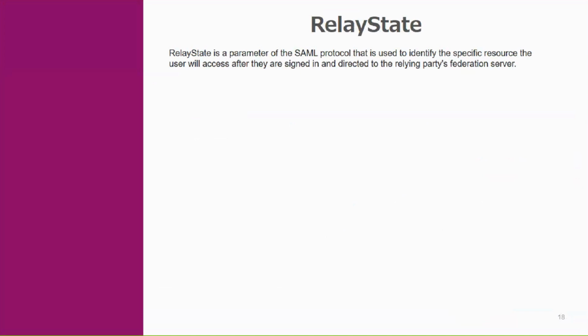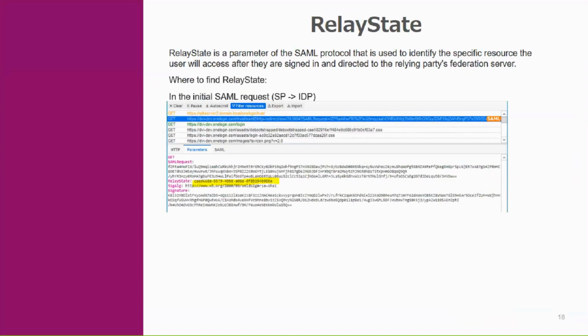The relay state is a parameter in the SAML protocol, which is used to identify which resource the user tried to access before he was authenticated. That will be sent in the SAML request. And in Qlik Sense, it's in a GUID format when you do a service provider initiated authentication. This GUID will be mapped in the proxy to the URL that the user tried to access. And once the user has completed the authentication, then he will be redirected to this URL.